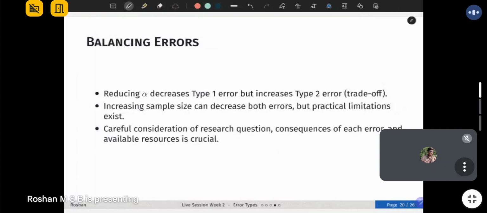Okay, and this is the trade-off. Reducing alpha decreases type 1 error, but increases type 2 error. And what can we do to reduce both simultaneously? The only way of doing it is increasing sample size. But again, increasing sample size, what are the disadvantages associated with getting increased sample size? Anyone?